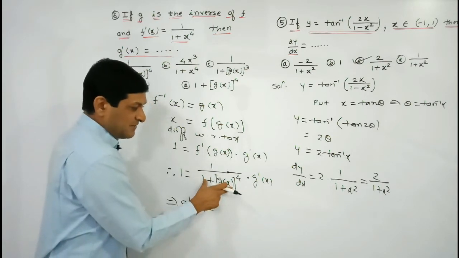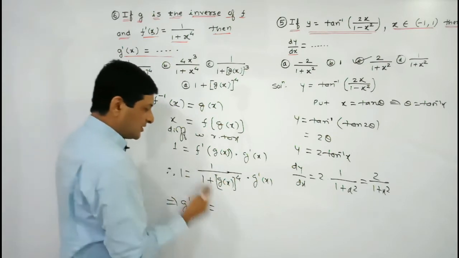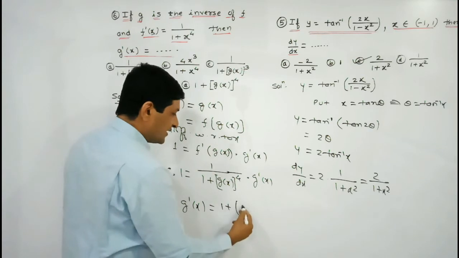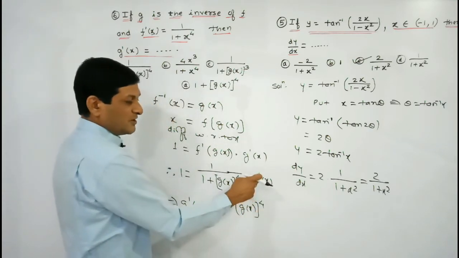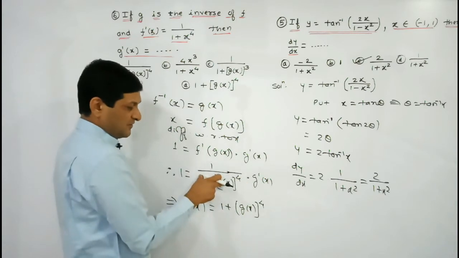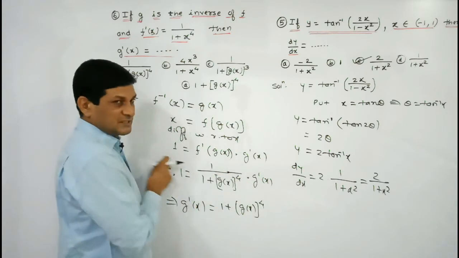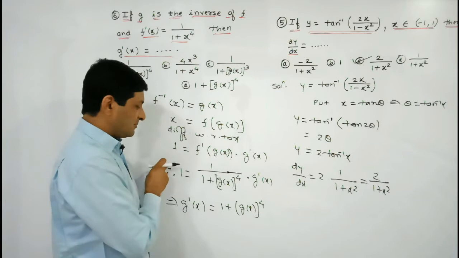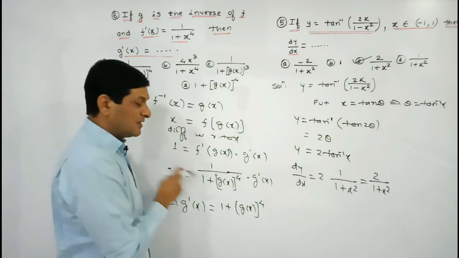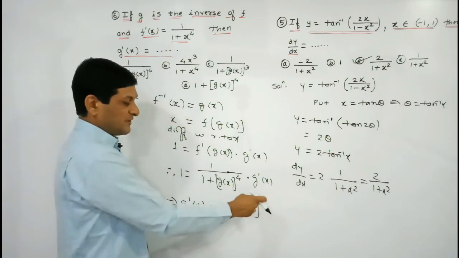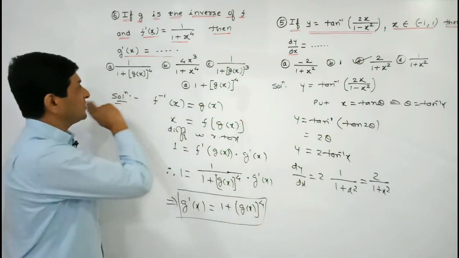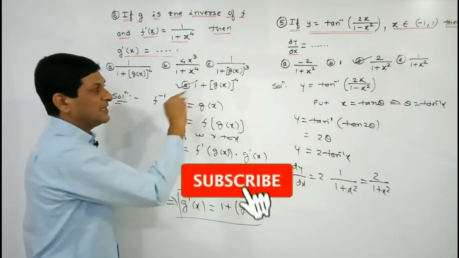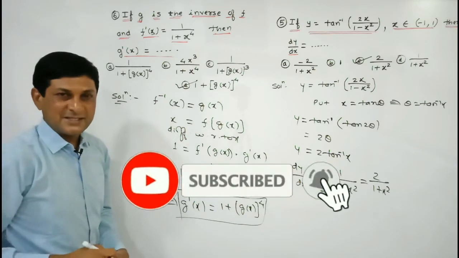चलो ये टर्म इधर डिवाइडेड है, इधर आके 1 को मल्टीप्लाई होगी तो क्या मिलेगा हमें? 1 plus g of x raised to power 4 will be the value of what? g dash of x. To find out g dash of x, shift this term on this side. ये साइड में डिवाइडेड है तो यहाँ साइड में क्या हुआ? 1 को मल्टीप्लाई हो गया, तो हमें क्या मिलेगा? 1 plus g of x raised to power 4, which is nothing but our required value of g dash of x. So here we can observe that D option will be the correct answer.